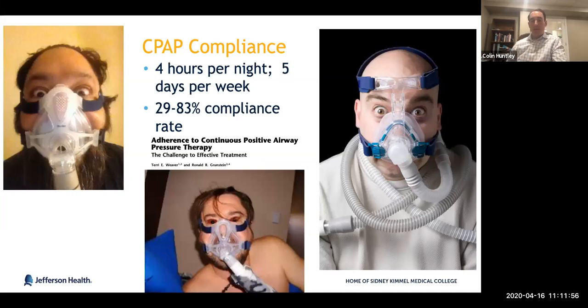Medicare and the other insurance companies define compliance as use for 4 hours per night, 5 days per week. And the compliance rate is all over the map when you look at the literature, generally somewhere between 25 and 80%. Most papers center around 40, 50%, but at least half of the patients are probably not going to be able to use CPAP.